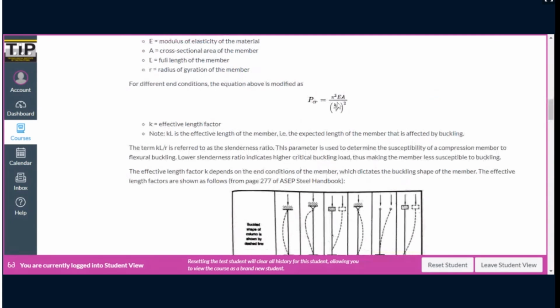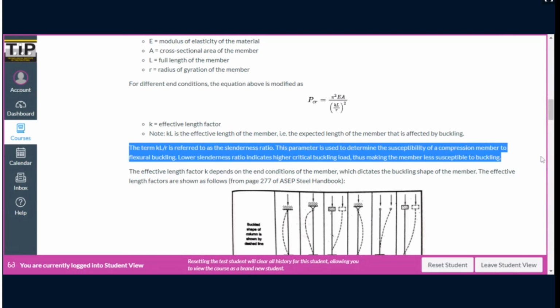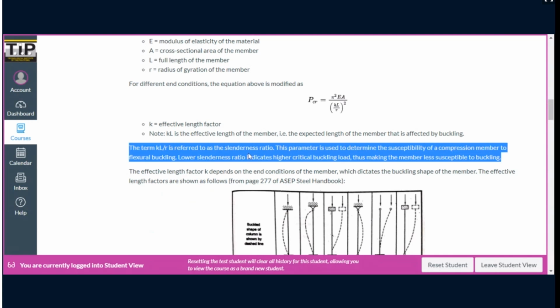Then another note for this particular term right here, the term KL over r is what we call the slenderness ratio. Okay? So itong term na to, yung KL over r. This parameter is used to determine the susceptibility of a compression member to flexural buckling. So how do we know if a column is prone to buckling or not? We can take a look at the slenderness ratio.